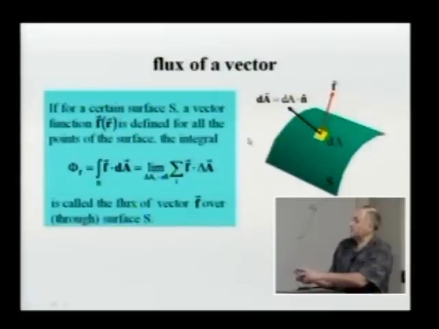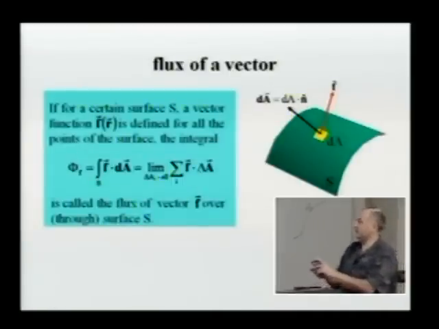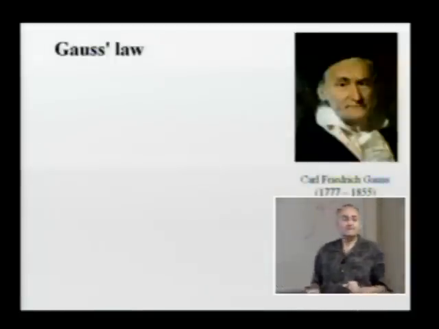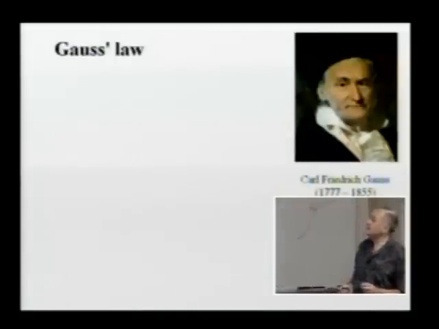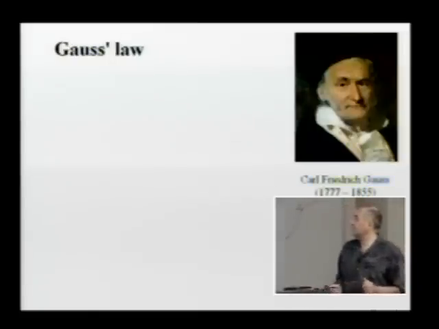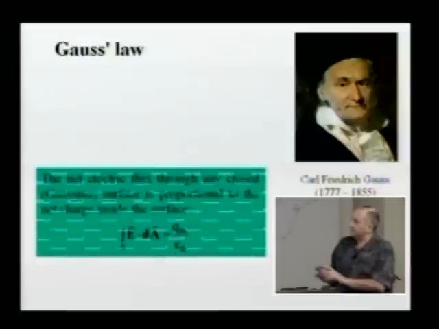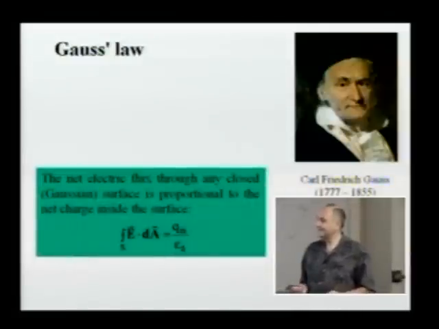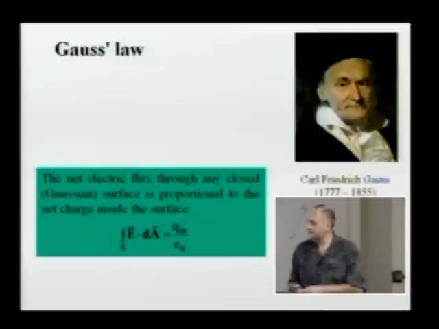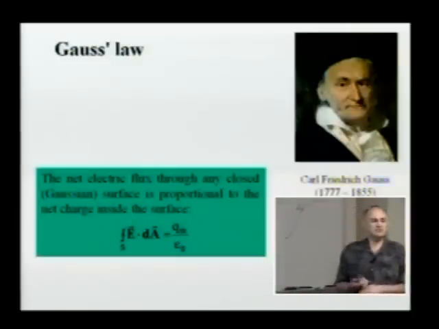All right, so now you have to imagine that for each fragment of the surface, we have to calculate the scalar product between the vector function at the location of the segment and that normal differential surface vector. Now we are in a position to comprehend Gauss's law. It says that the net electric flux through any closed surface.